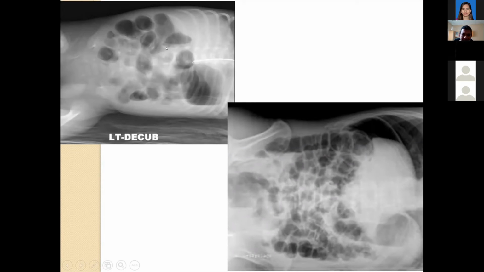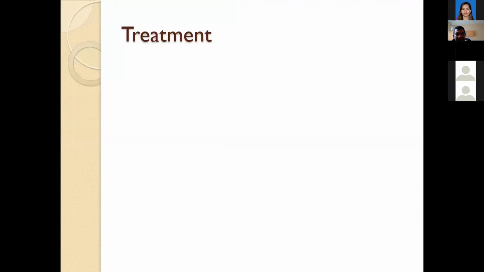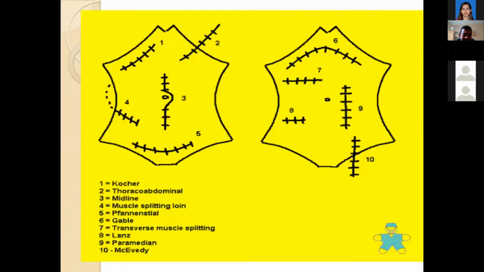So that's important. You usually order erect chest X-ray to see the air under the diaphragm, but in clinical practice, sometimes the patient is not able to sit up because of severe abdominal pain or generalized peritonitis. You can order lateral decubitus and note the free air under the diaphragm. Okay, for the treatment, the main applied anatomy in treatment for the abdominal area is incision.